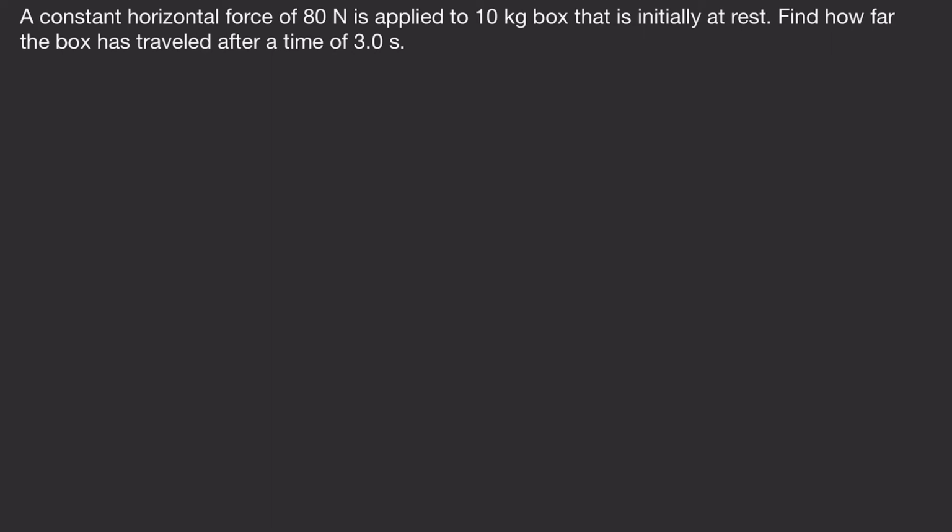Okay, our next problem. A constant horizontal force of 80 newtons is applied to a 10 kilogram box that is initially at rest. Find how far the box has traveled after a time of 3 seconds. So I'm going to start by drawing a picture of my box. And I have a horizontal force of 80 newtons. So I'm just going to put Fx since it's horizontal. It's 80 newtons.